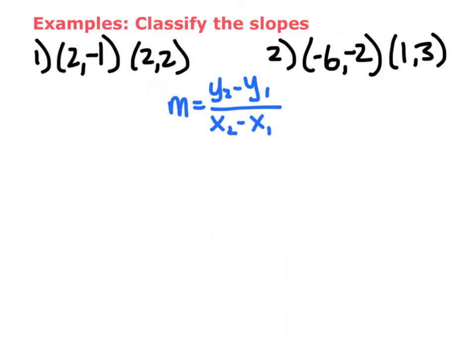Okay, so now we're going to try and classify some slopes. So what I want you to do is pause the video and try on your own to use the equation that we learned before, the y2 minus y1 over x2 minus x1, with these points, and try to classify these as positive, negative, 0, or undefined. So go ahead and press pause now, and we'll get back to this in a moment.